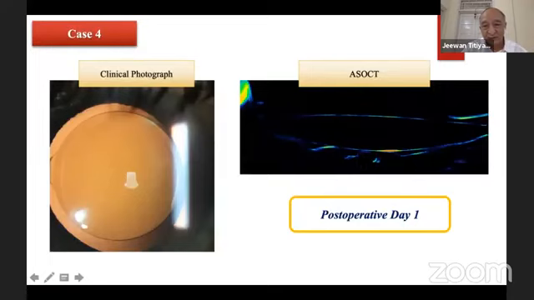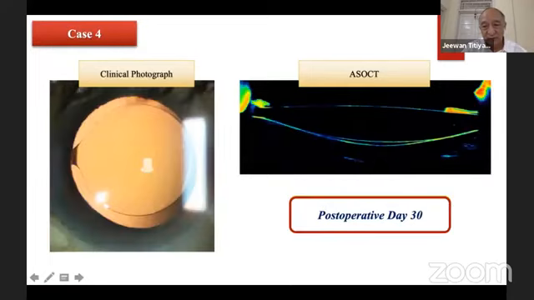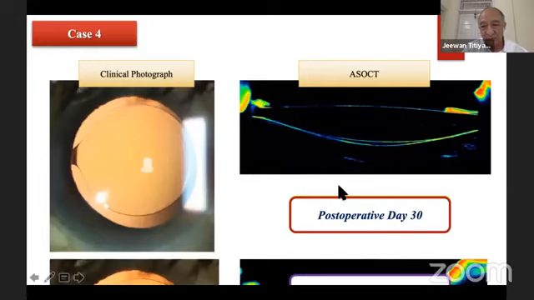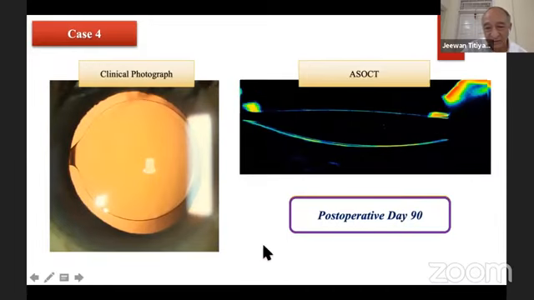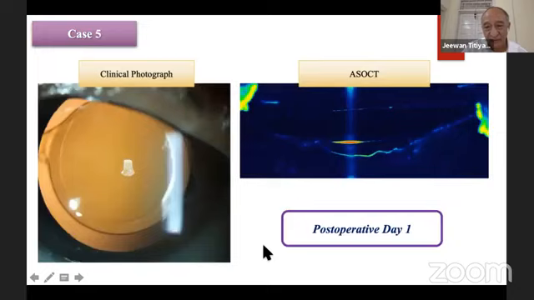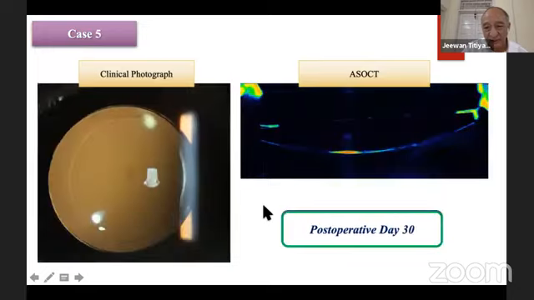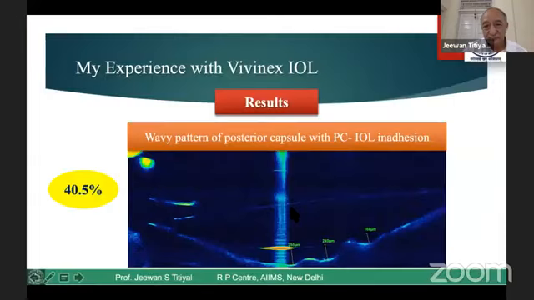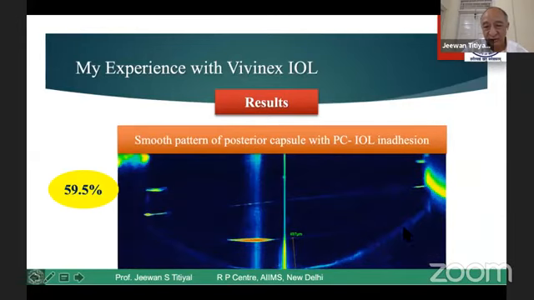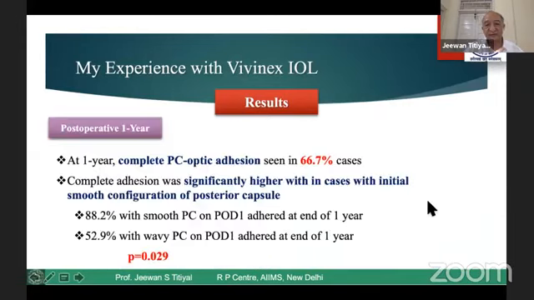So this is another patient, day 1, and this is day 90. And this is day 1. You can still see a taut posterior capsule. At day 30, this is the clarity of the posterior capsule, and day 90 is almost attached to the posterior capsule here. This is day 1, a wavy type of posterior capsule, and this is at day 30. This is what you sometimes see, the wavy pattern, as we saw in 41% of cases. This is the taut pattern in around 60% of cases.